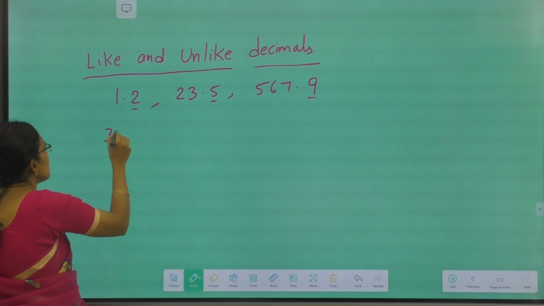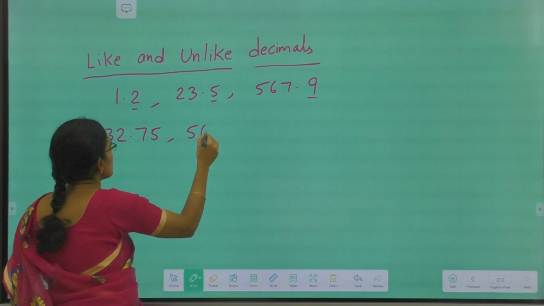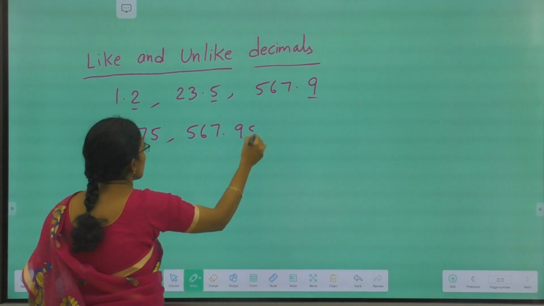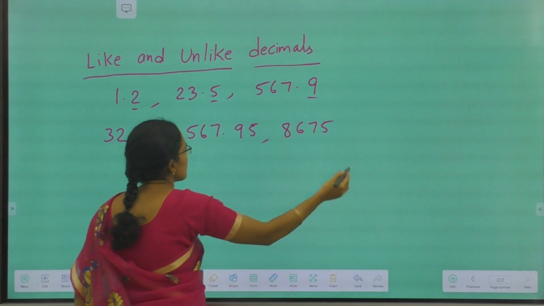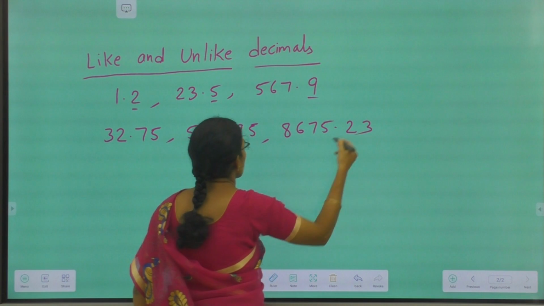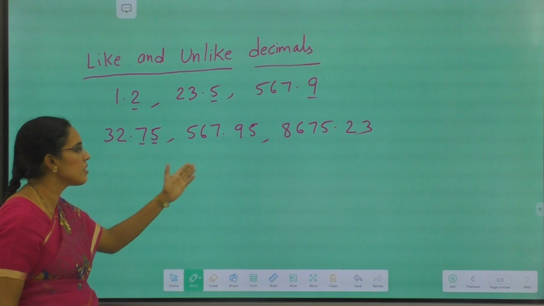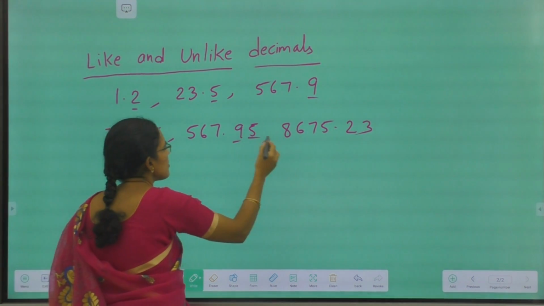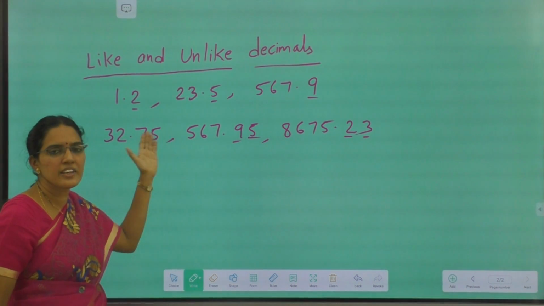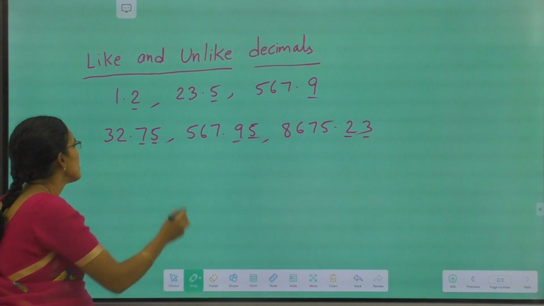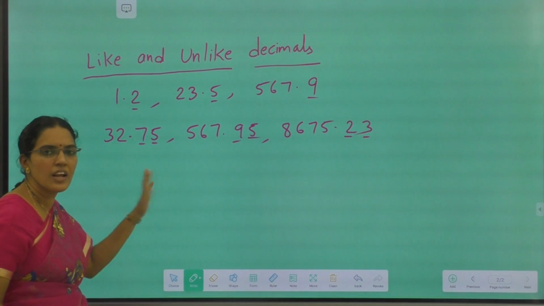Another example: 32.75, 567.95, 8675.23. Same. There are only two decimal places. In all these three decimals, there are only two decimal places after the decimal point. That is why all these are again like decimals. The decimals which have the same number of decimal places after the decimal point are known as like decimals.